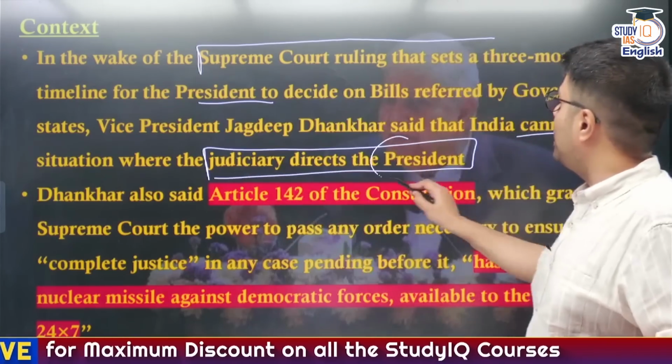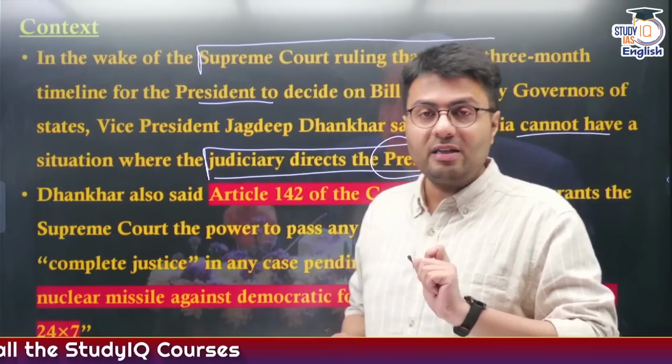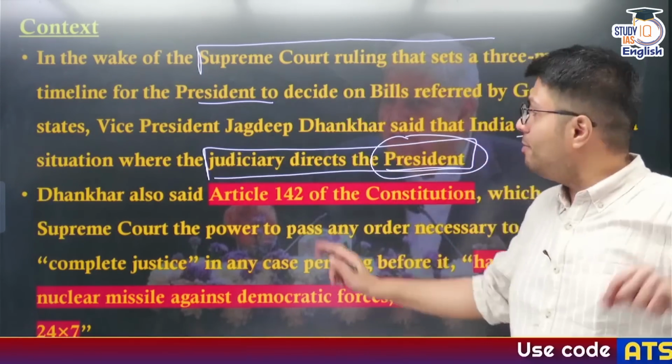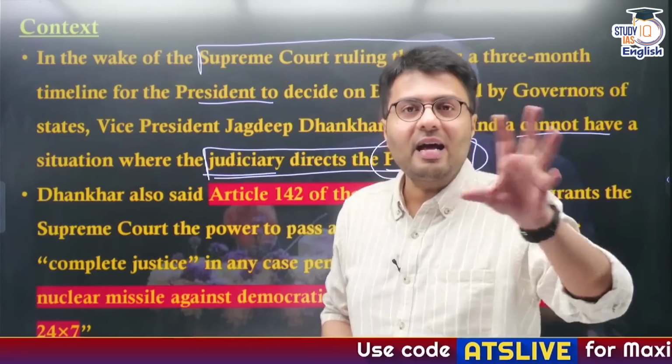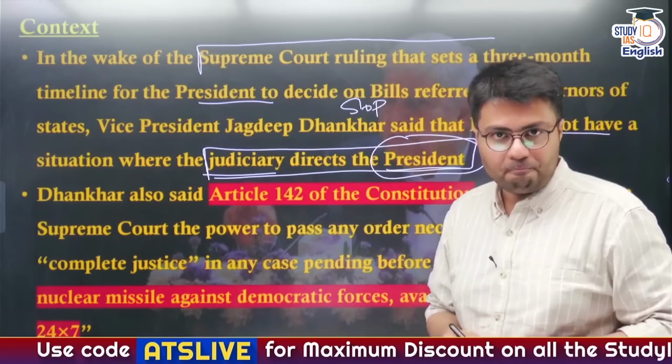Why? Because the president is a part of which organ of the government? He is a part of the executive. And when the executive is given a direction by another organ of the government, this actually violates the provision of what is known as separation of power.